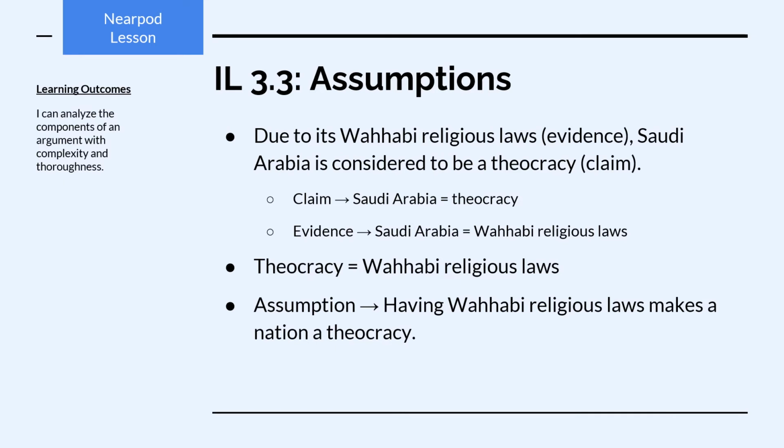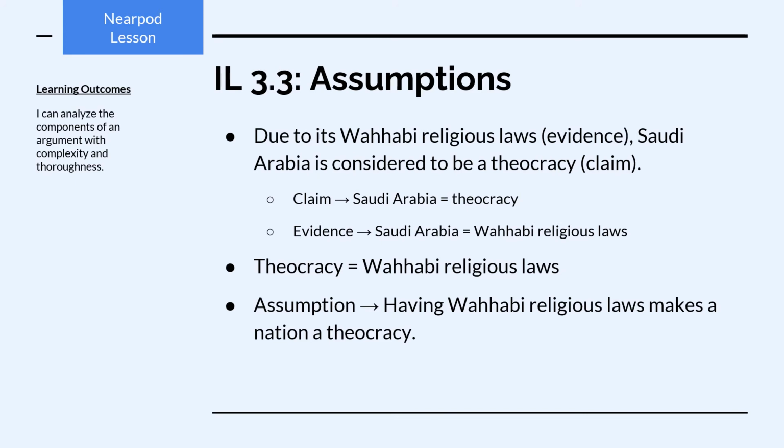Starting with number one, let's look at these sample responses. Number one argued that due to its Wahhabi religious laws, Saudi Arabia is considered to be a theocracy. We have two different statements there. Due to its Wahhabi religious laws, that's our evidence. Of course, any time we have a statement in an argument that is not a complete thought, we need to think about it as a complete thought. So what our evidence is really saying is that Saudi Arabia has Wahhabi religious laws. So we always want to think about it in terms of a complete, simple sentence rather than just the incomplete thought that it is here.